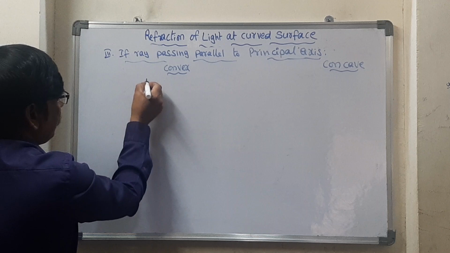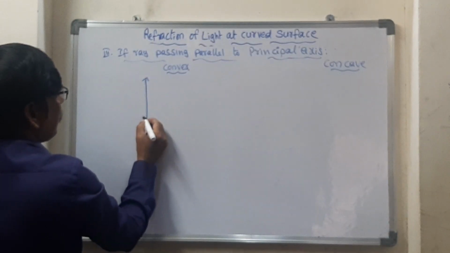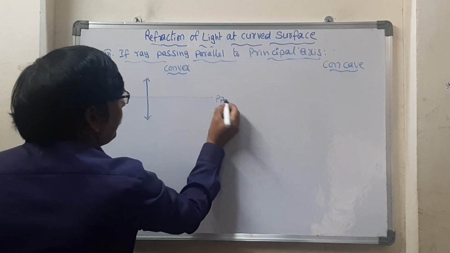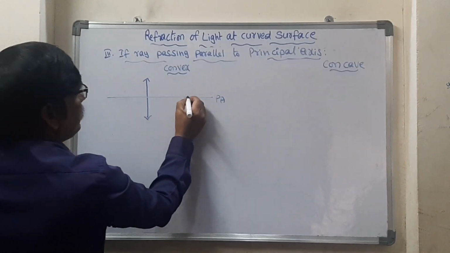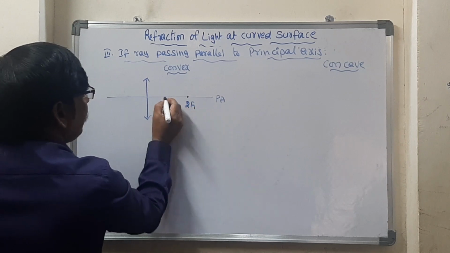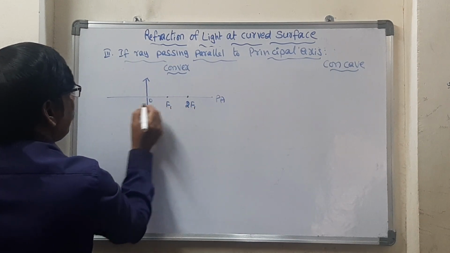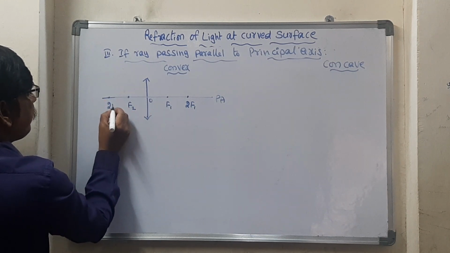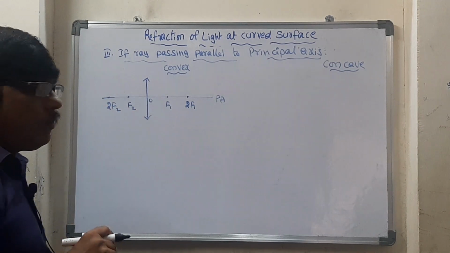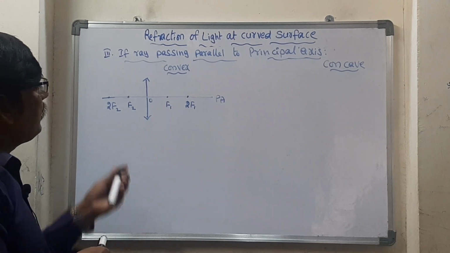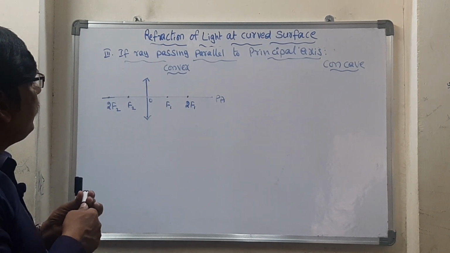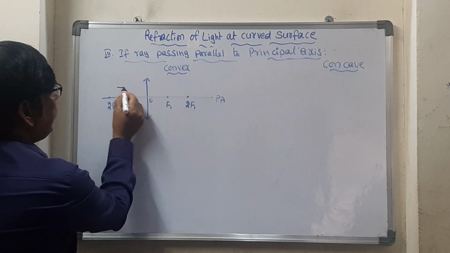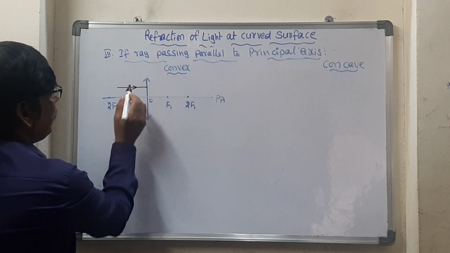Generally, first of all, what will we do? We will draw the convex lens, and afterwards draw the principal axis. Okay, and write all these: 2f1, f1, optic center, f2 and 2f2. Now what is our target? Our target is to take a ray passing parallel to the principal axis. This is the principal axis. Now let us draw parallel to the principal axis.